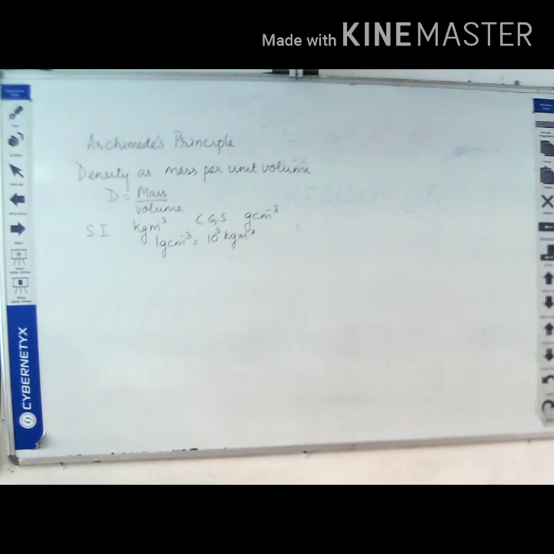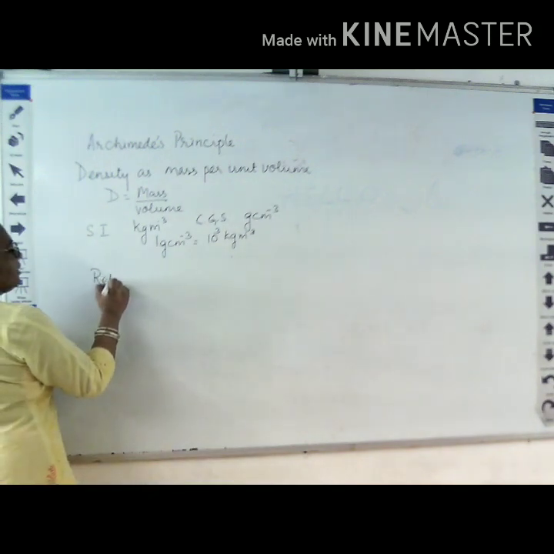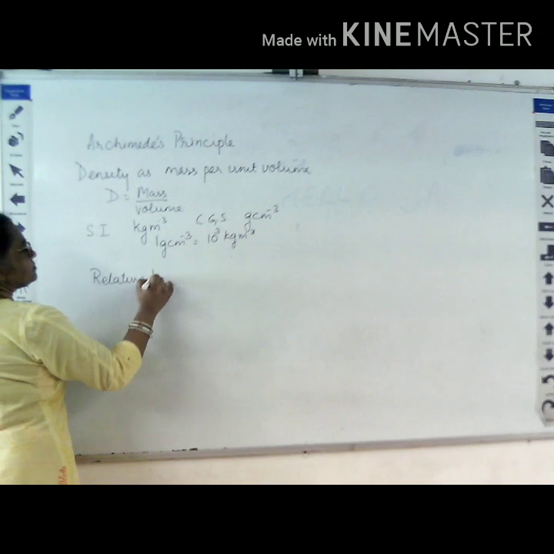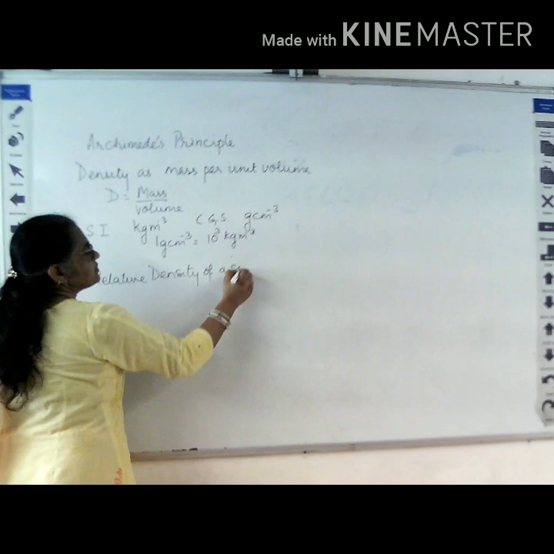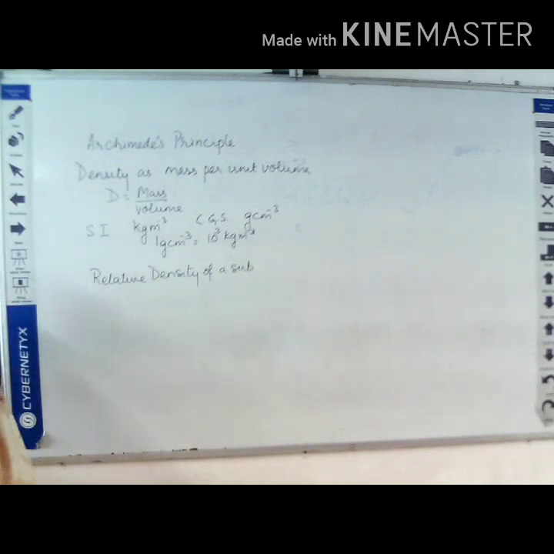Now, when you talk of relative density, basically relative density is a term used for comparing density of the substance, and to find the relative density we use the comparison with respect to water. So you have relative density of a substance defined as the ratio of the density of the substance to the density of water.